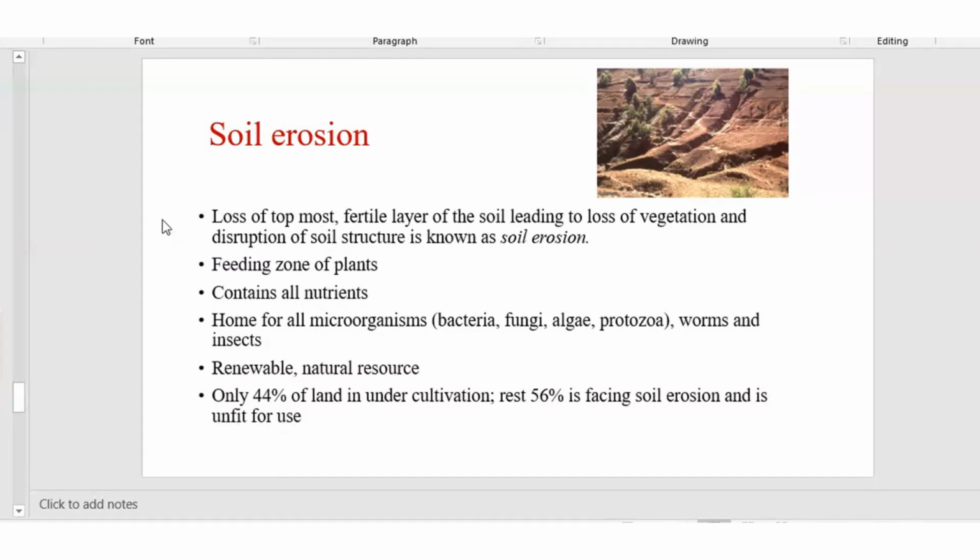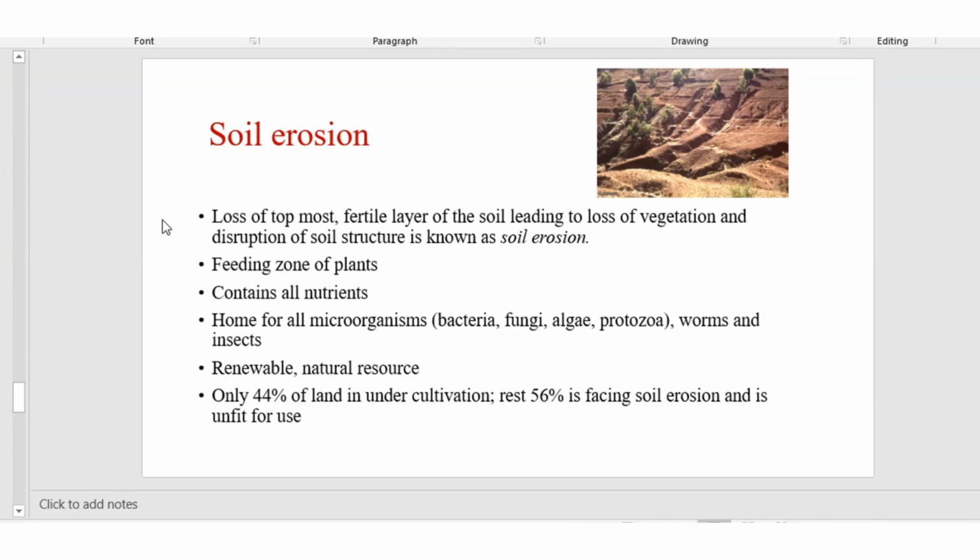So although soil is a renewable resource, a type of natural resource, only 44% of the total land resources or land cover is under cultivation. More than 50% of it is facing soil erosion and is not fit for use. So more than 50% of the usable, renewable soil is facing soil erosion and is unfit for use.